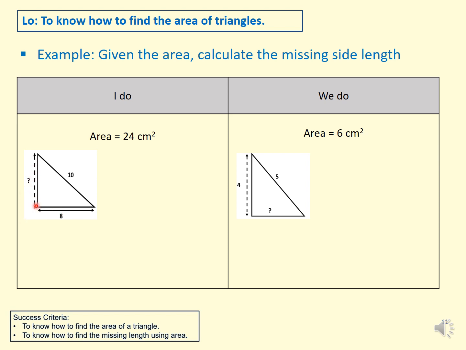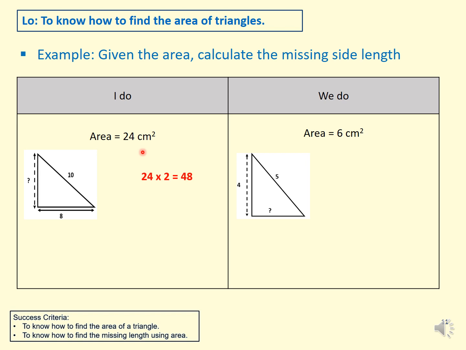Which means if I times 8 by a number, then I divide the answer by 2, I get 24. In this kind of question, when you have the area and you want to find the missing length, you always go backward. So the last step to finding the area was dividing by 2. So if I'm going backward, instead of dividing by 2, I need to times by 2. So I times 24 by 2 to get 48.